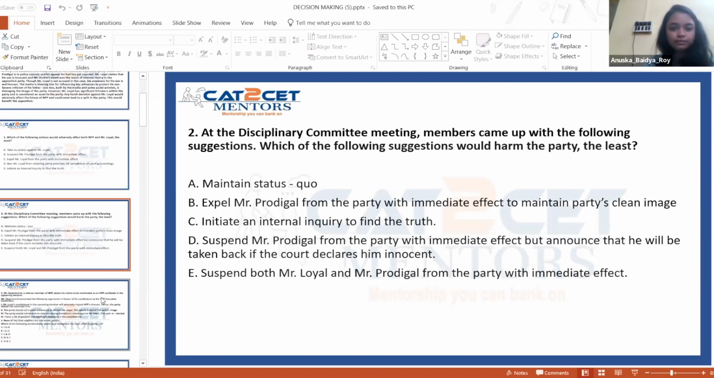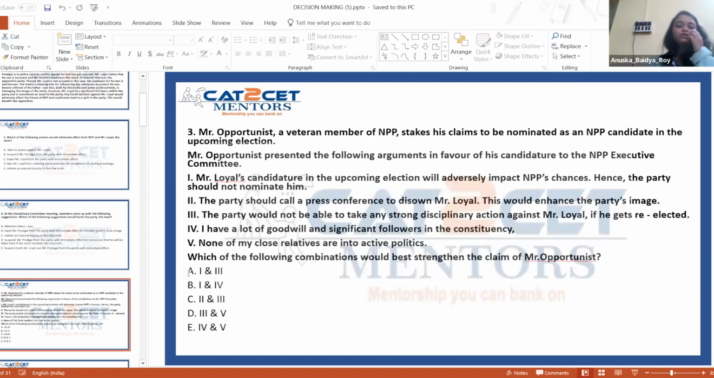The third question says, Mr. Opportunist, a veteran member of NPP, stakes his claim to be nominated as an NPP candidate in the upcoming election. Now, Mr. Opportunist presented the following arguments in favor of his candidature to the NPP Executive Committee.